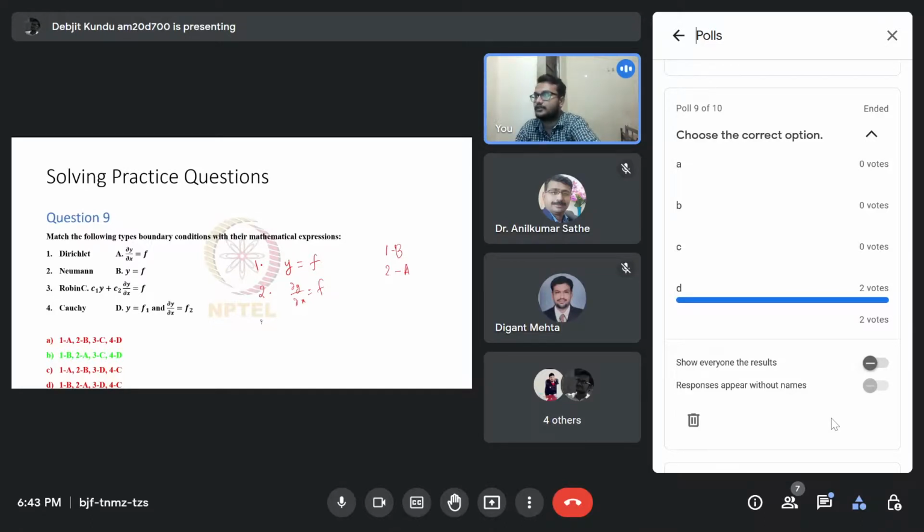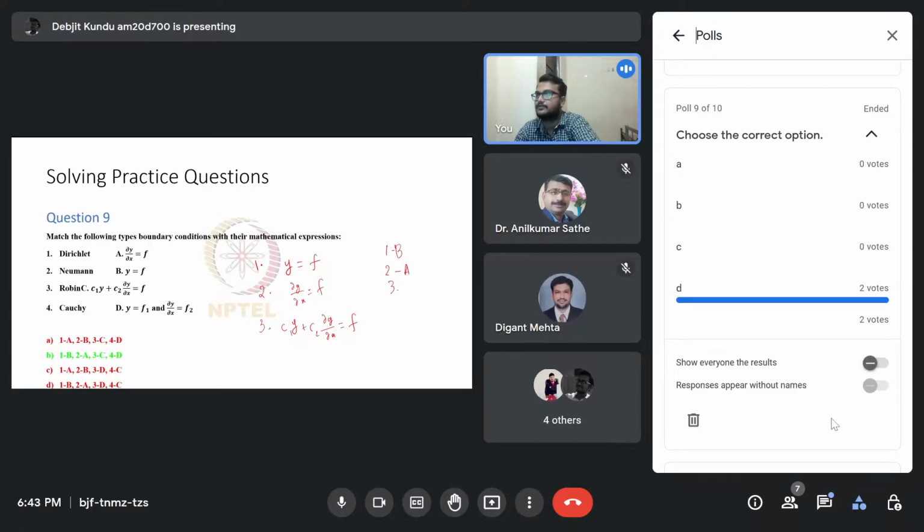Now moving on to 3, Robin boundary condition. Robin boundary condition presents a linear combination of the value as well as its gradient to be specified. So y and dy/dx, this is the value and its gradient, and we will take a linear combination of it. So c1 and c2 are arbitrary constants, and this would be equal to f. So this is how Robin boundary condition is expressed.